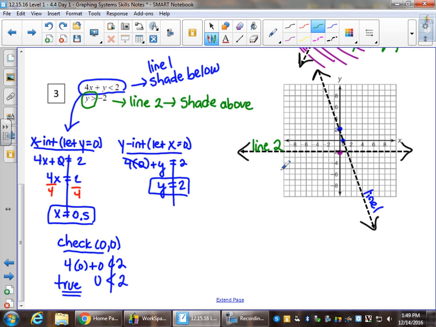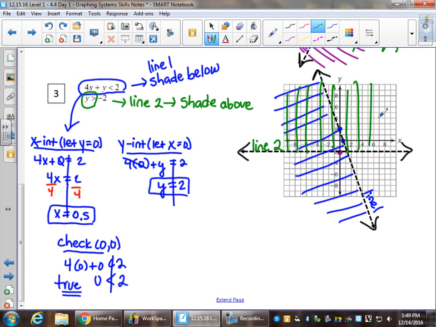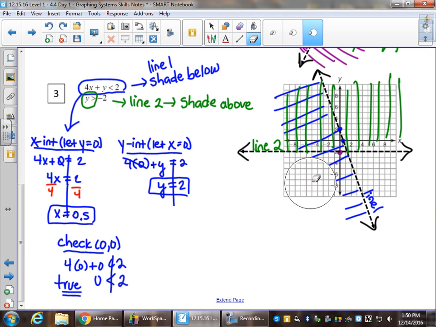So we have both of our lines. Let's find our solution region, our shaded region. We said for line 1, shade below, which is this half. Line 2, we said shade above or shade up. I don't need to start over there. We're going to keep where the two sets of lines crisscross because that's where the regions overlap. Let's go ahead and erase where that does not happen.